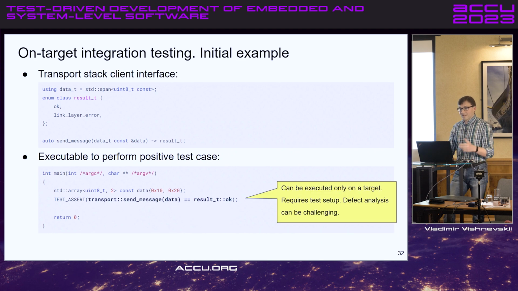For example, of course, it can be executed only on target, so the target should be available for this. It also requires a test setup. That means that if we are sending data somewhere, someone needs to receive this data. Also, as this is already viable logic, we had to implement some code there. Defect analysis will be complex because a lot of functionality is involved. If something is not working, we already need to analyze quite a lot of code.